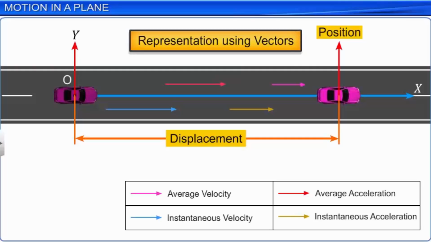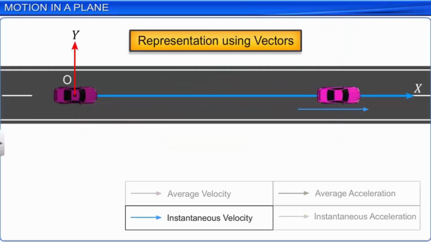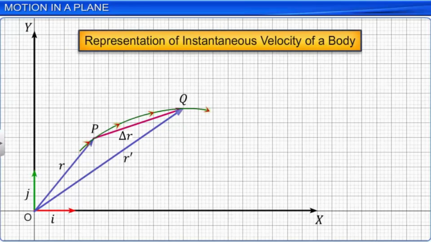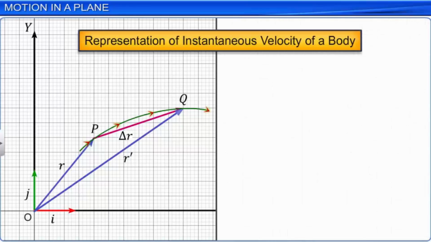Next, let's discuss the representation of instantaneous velocity or velocity of a body using vectors. Consider the same body moving along a curve in the xy plane. Instantaneous velocity or velocity is the limit as delta t tends to 0 of delta r by delta t, which is equal to dr by dt. Let us conceptualize this limiting process.